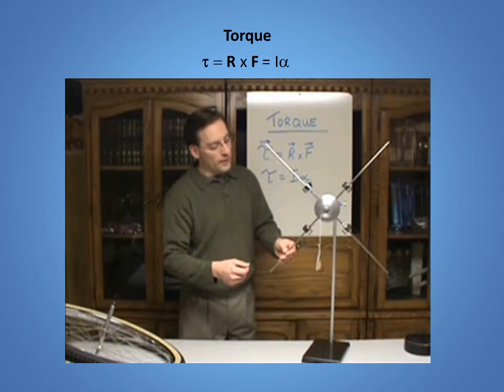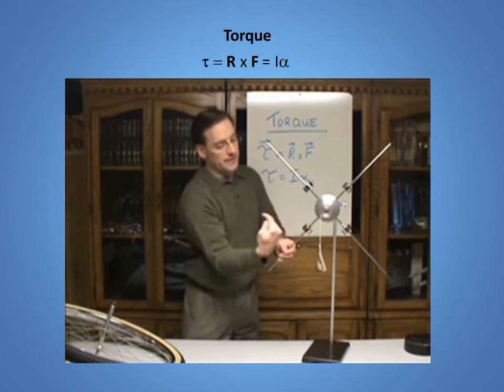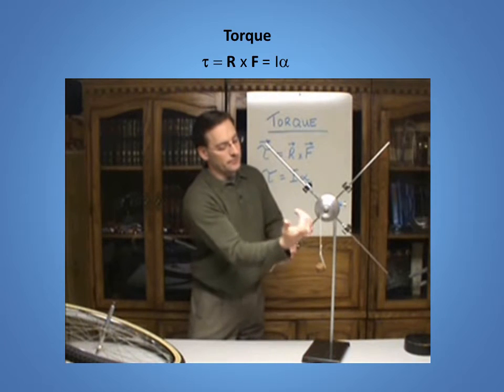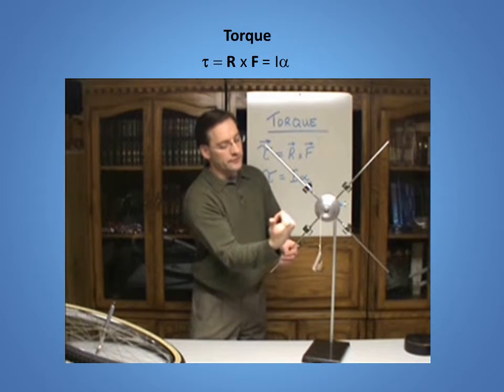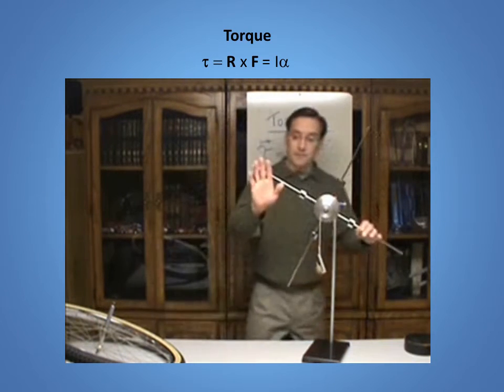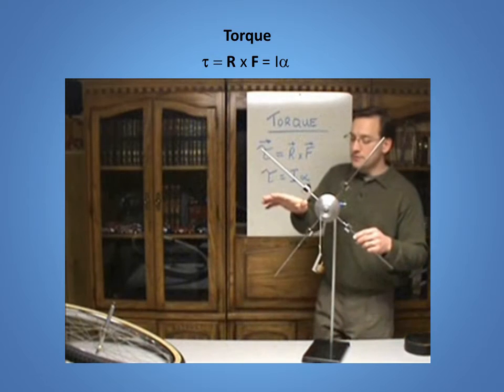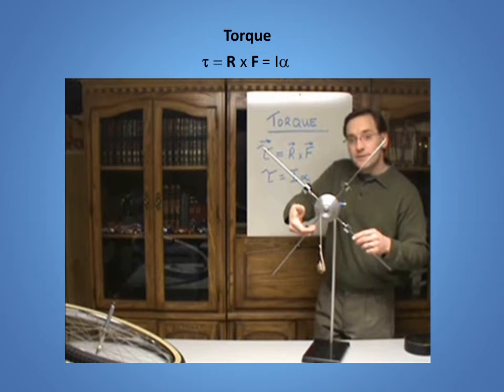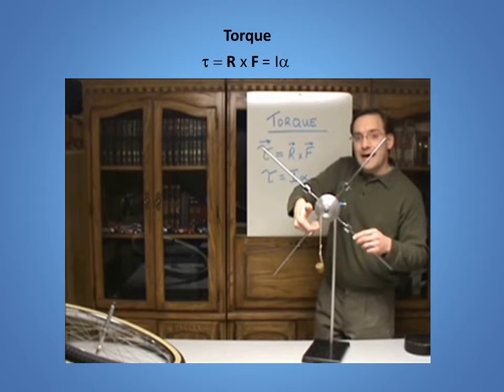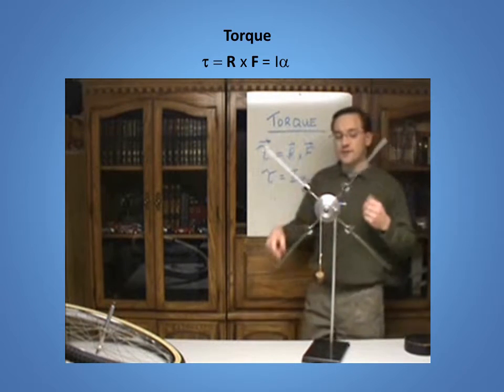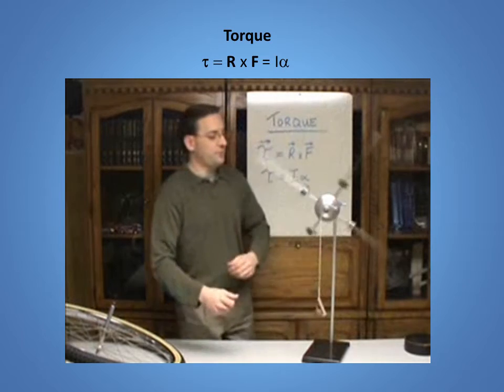If I take my radial vector that's coming out in this direction, I take that radial vector and I cross into my force vector with my right hand. Here's the radial vector. I will get a torque that's coming out of the page at this point. Okay, and that would cause this counterclockwise spin for you.